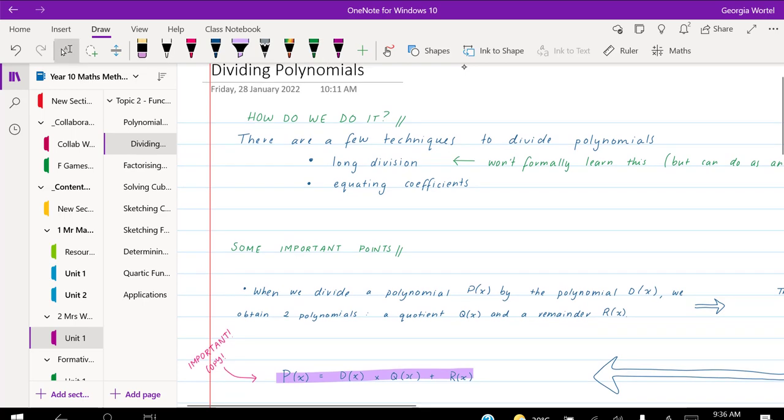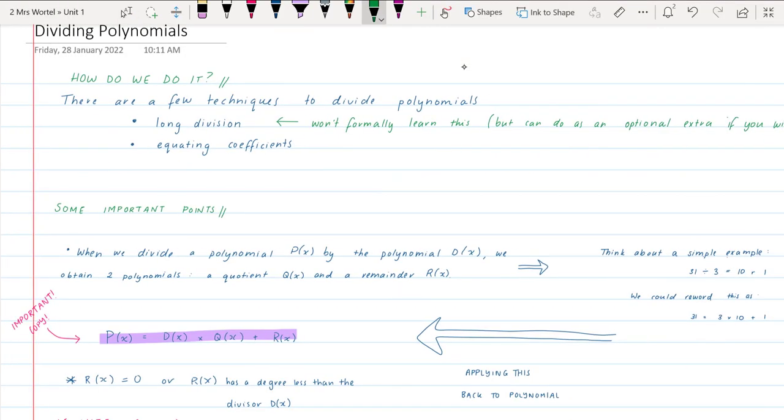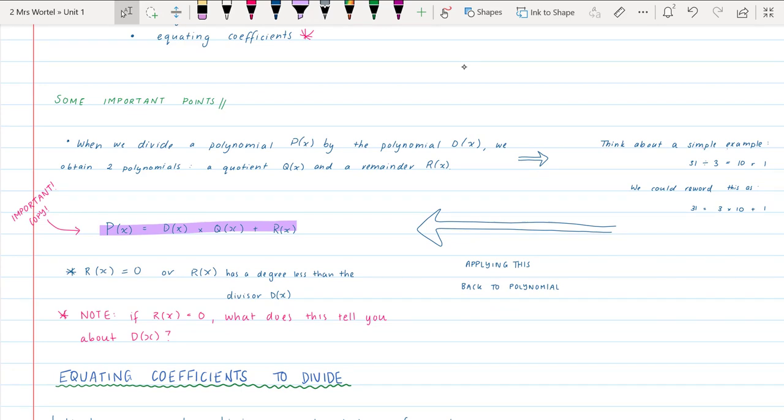Okay, so there are a few techniques you can use to divide polynomials. The first one is long division. We're not going to formally teach you long division in this course. It's not entirely relevant to the syllabus, and the course is quite tightly packed, so we're not going to do that. There will be some resources if you would like to go and learn it yourself, though. The technique that we're going to use is equating coefficients, and like I said, we started learning this in our last lesson. So some important points before we get started.